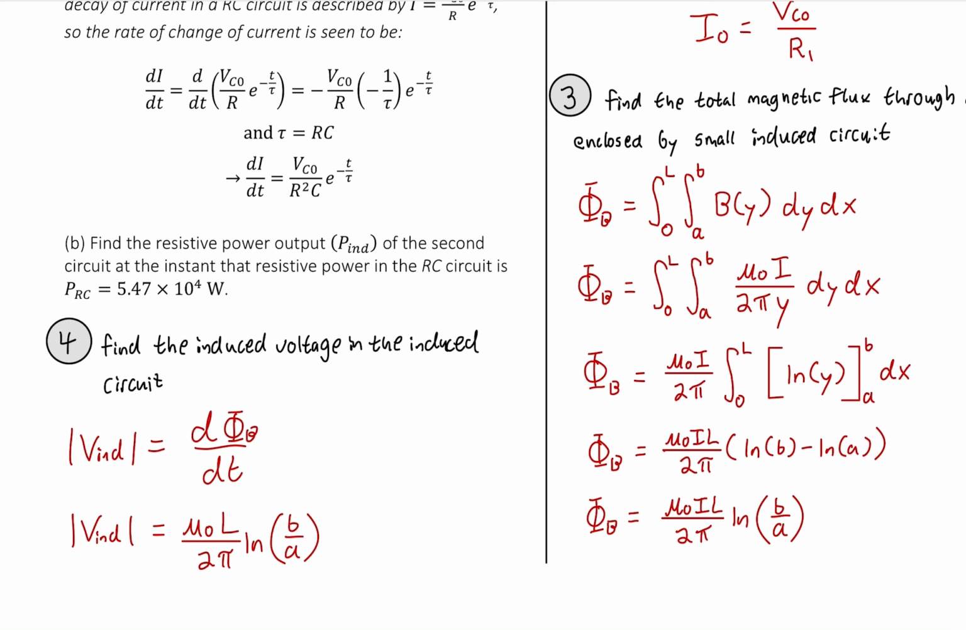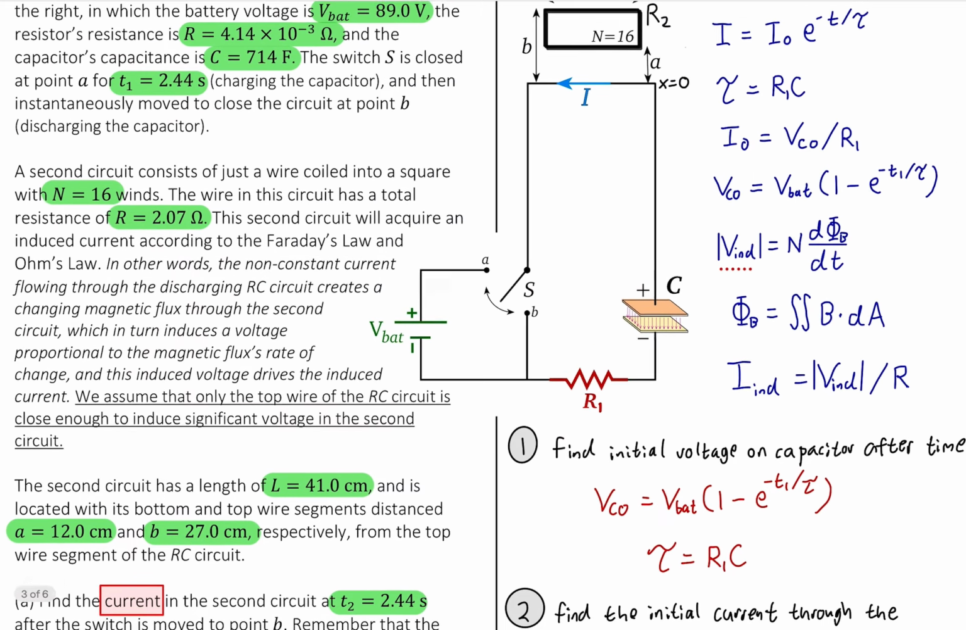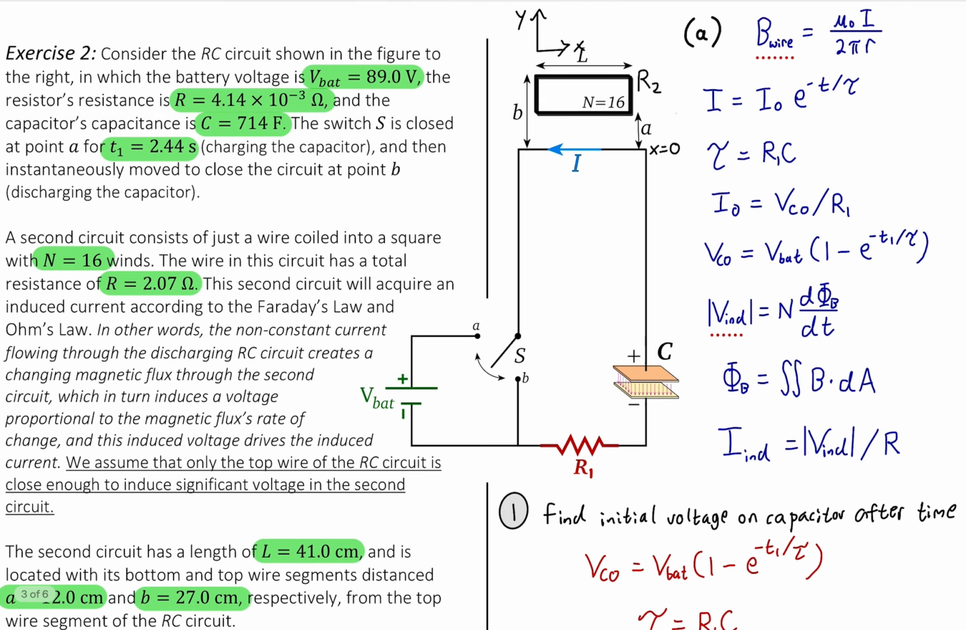The area is not time dependent, right? It's only the magnetic field strength that is time dependent. And then everything we have left is the I. So what does the I look like? Well, we know the I expression is this one here.